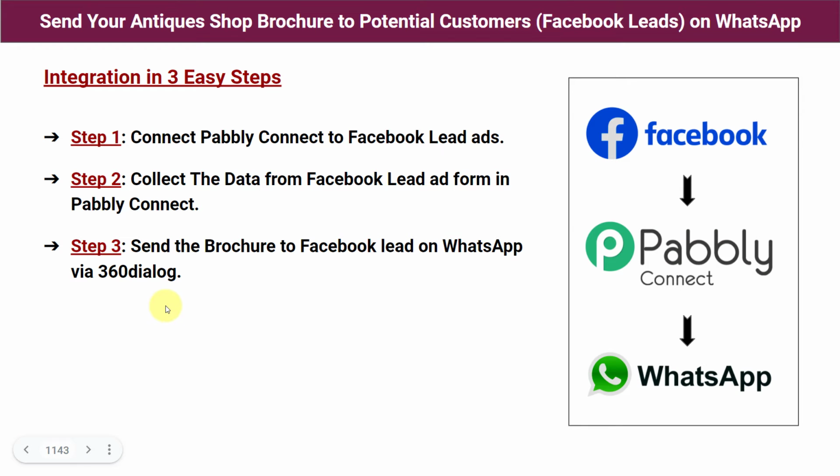So our next and final step is to send the brochure to the Facebook lead on WhatsApp via 360 Dialog. The data of the lead that we have captured here in Pabbly Connect, we are going to send him the brochure of our shop on WhatsApp, and to do this we are going to use another application which is called 360 Dialog. So now I will tell you what 360 Dialog is and how we are going to use it.